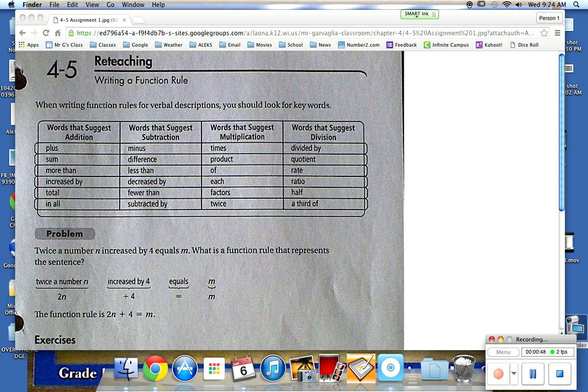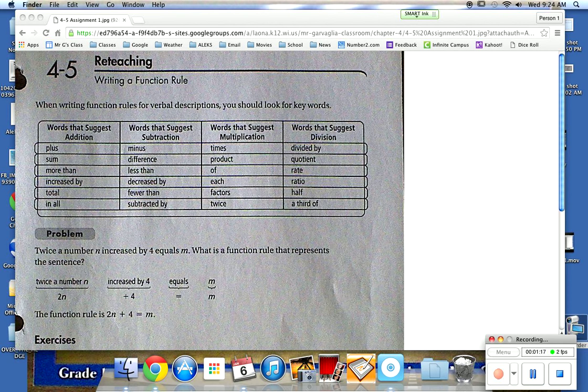Multiplication: times, product. And you're going to see product a lot in there. What is the product of something? It means you have to multiply something together, each of the factors. Division: divided by, quotient, you will see a lot. In fact, this line right here, sum, difference, product, quotient, you're going to see those the majority of the time in word problems. All right?